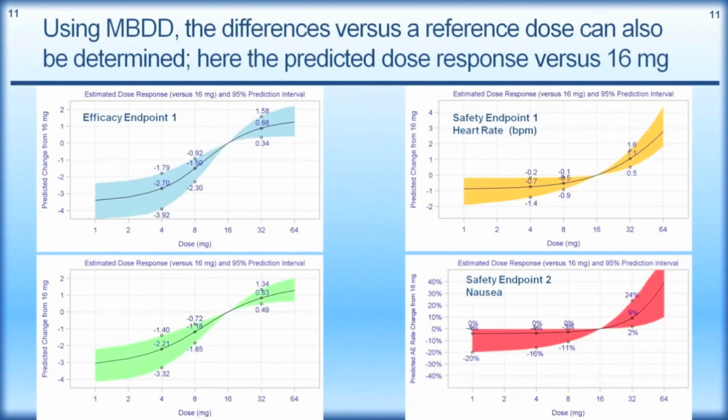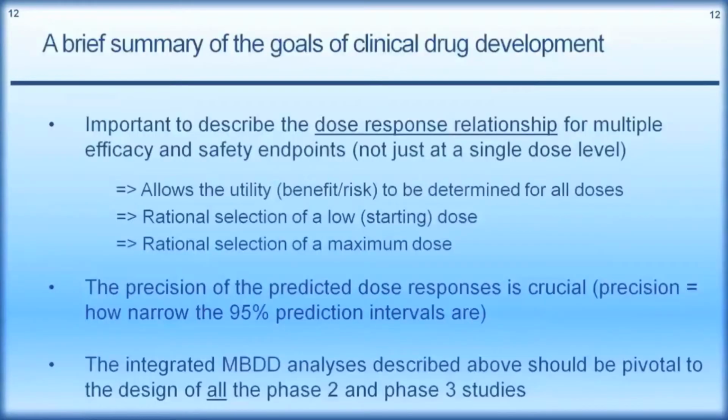Using model-based drug development, we can also think about looking at the differences versus a reference dose. So here, for example, we've plotted the estimate and the 95% prediction interval versus 16 milligram. So obviously 16 milligram versus 16 milligram is exactly the same, but the lower doses we're losing now on efficacy and the higher doses we're gaining. And similarly over here from a safety perspective, we see that we improve when we go to lower doses and we get worse as we go to higher doses. So it allows us to try to work out what would be a sensible starting dose, what would be a sensible final dose, perhaps the highest dose.